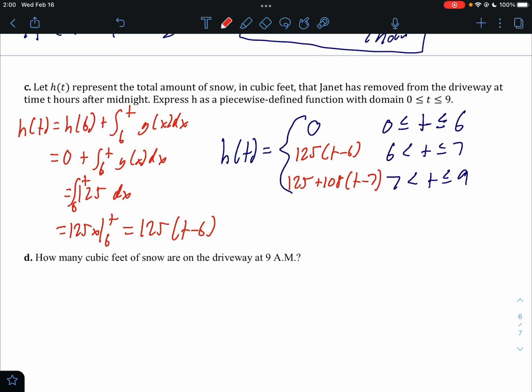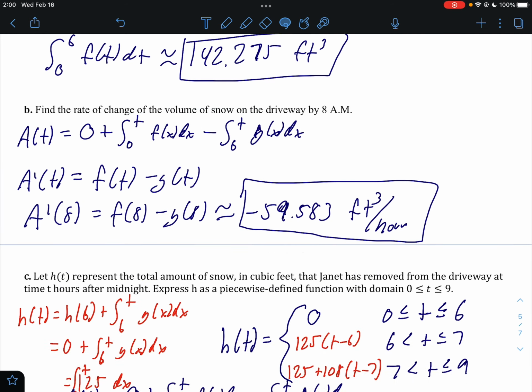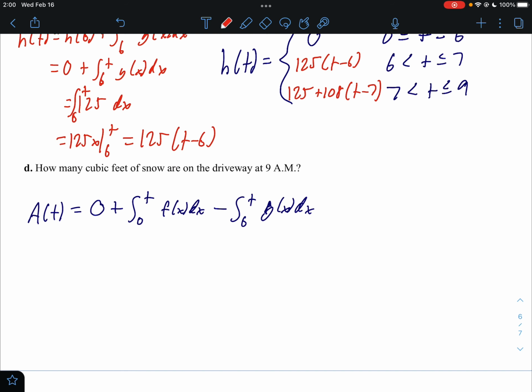Finally, question D, how many cubic feet are on the driveway at 9? All right, well, good thing we already wrote this equation for the amount at any time. I'm just going to duplicate that and bring that down here. So if I want to find at 9, I simply put 9 in here, and I get the integral from 0 to 9 of f of t dt minus the integral from 6 to 9 of g of t dt.